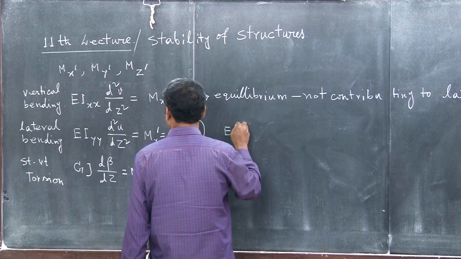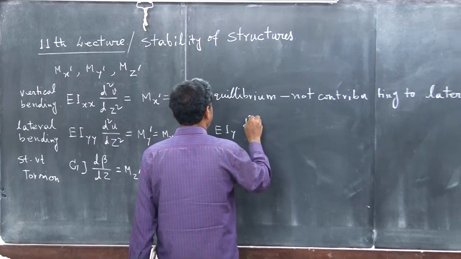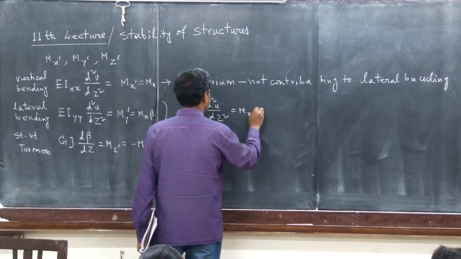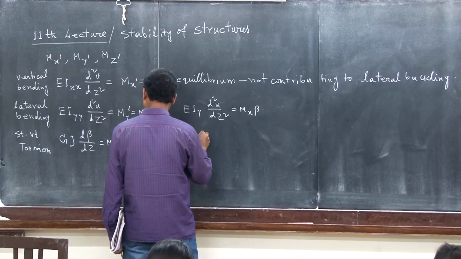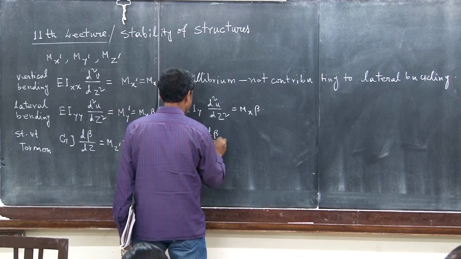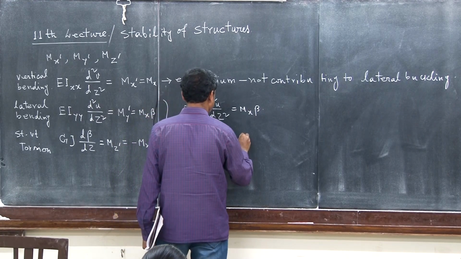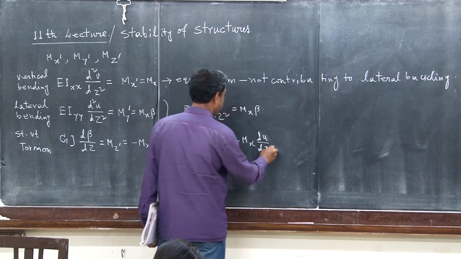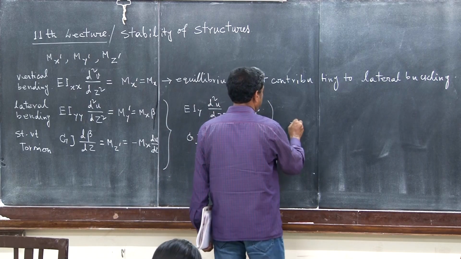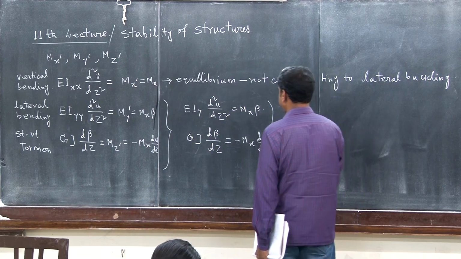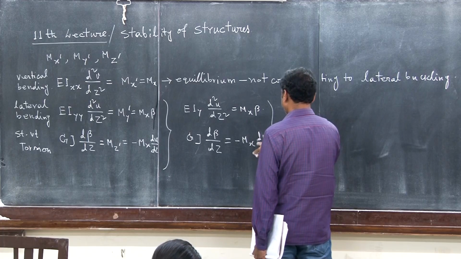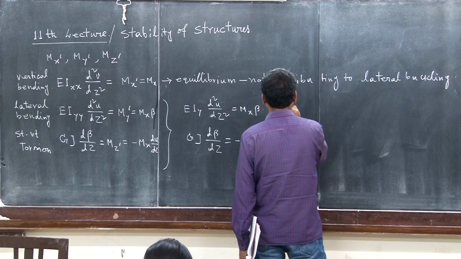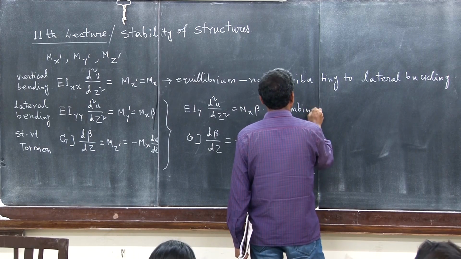So what are we going to write? You write d2u/dz2 is Mx beta, and GJ d beta/dz is minus Mx du/dz. So here, if you differentiate these twice, I will combine these two.